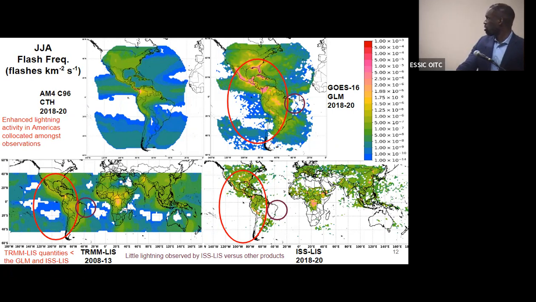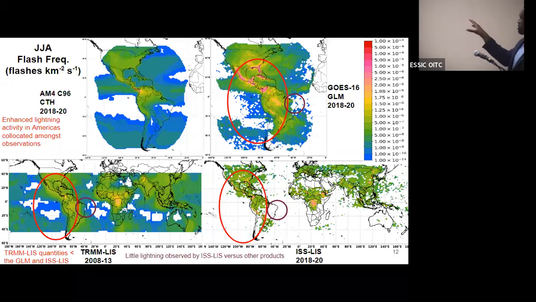And here in South America, there are a few differences in the distribution of lightning, especially here in Eastern Brazil. That might relate to, first of all, the low resolution nature of the data for the TRMM LIS, but then also the viewing times or the sampling issues that occur with ISS LIS in this particular region. Yeah, the South Atlantic anomaly.